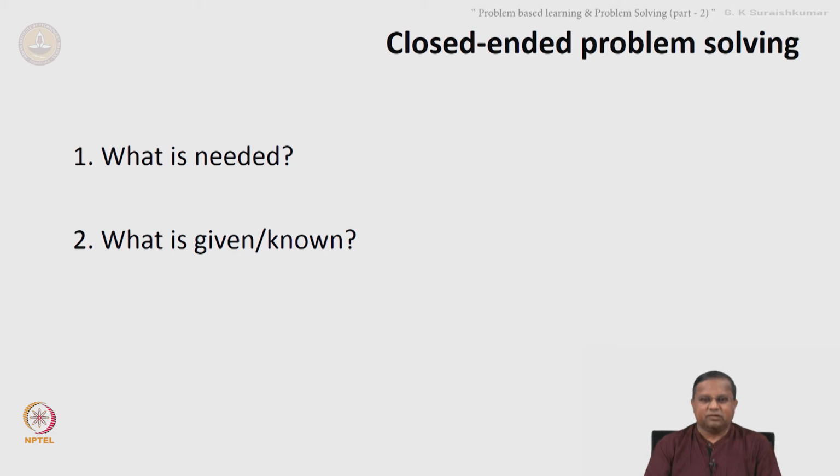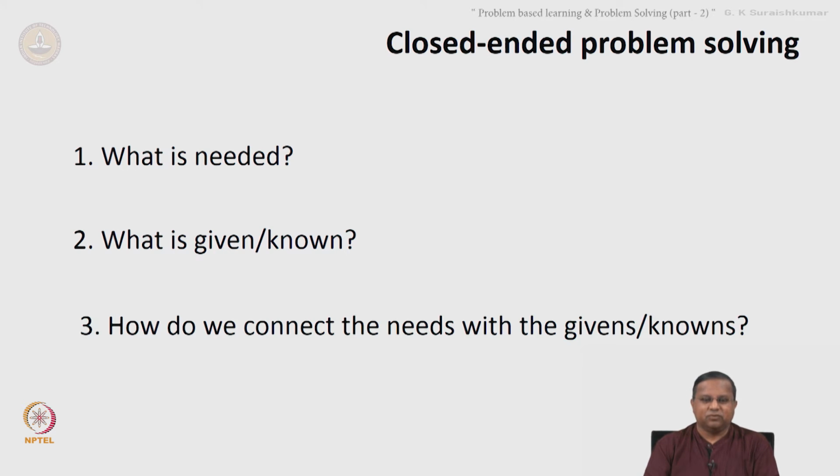Any of the physical constants may not be explicitly given. If they are repeatedly used, for example, the gas constant may not be given, but it may be necessary to solve the problem. Therefore, it is good to know what is given and known, and then the last step is to look at how we connect the needs to the givens and knowns.